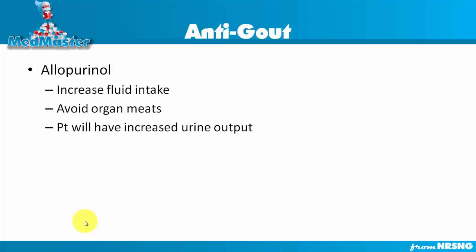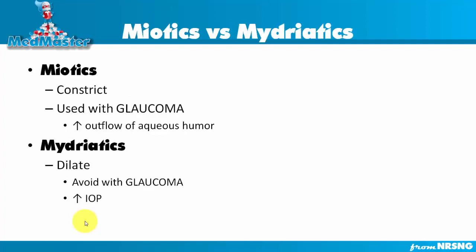Anti-gout medications. When you hear the word allopurinol, think anti-gout. Okay, there's multiple gout medications, DMARDs and everything, but the one we're going to talk about is allopurinol. With allopurinol also, you want to avoid organ meats. Now, these organ meats are what may have led to the gout, this high purine diet. So with allopurinol, we're going to avoid organ meats. We're going to avoid more purine. The patient will have increased urine output because we're having them increase their fluid intake, okay? So that's what you want to keep in mind with allopurinol.